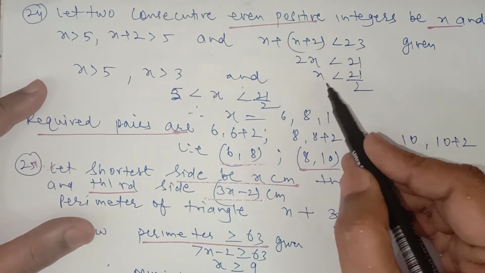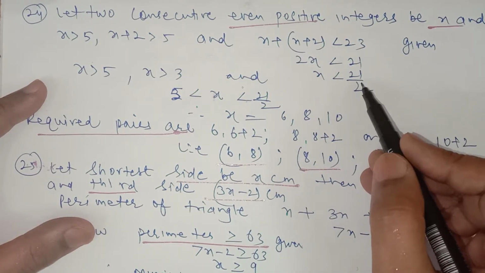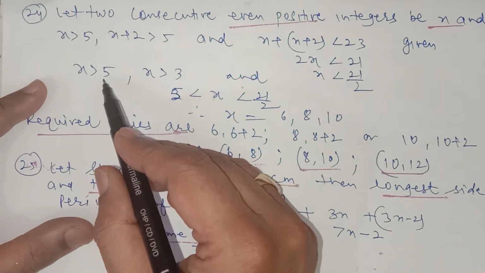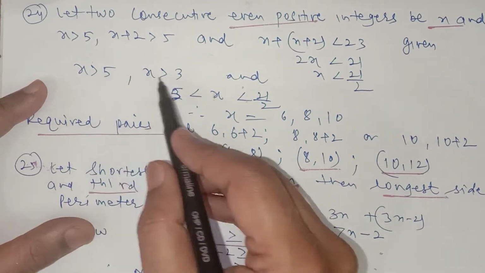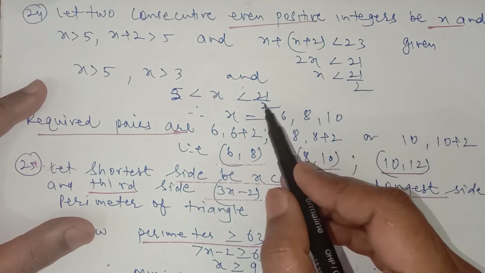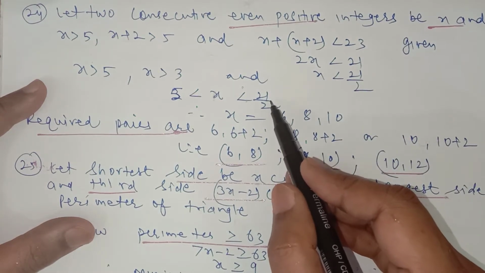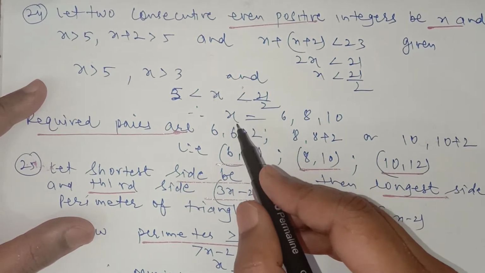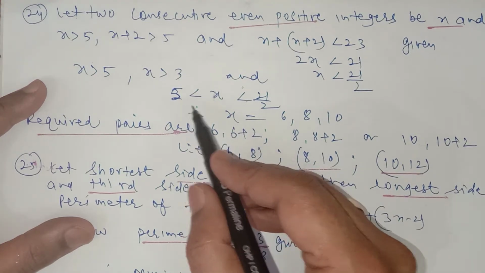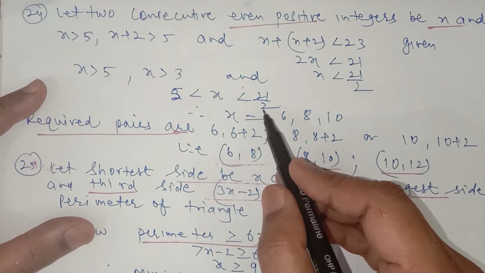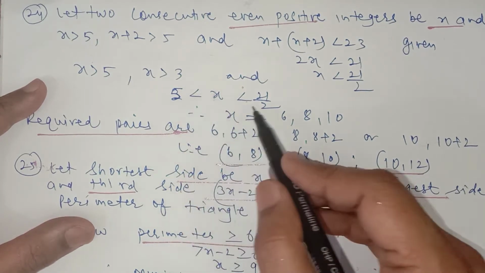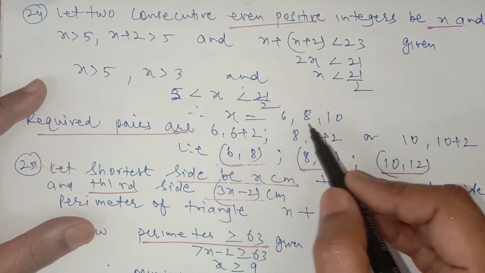2x is less than 21, so x is less than 10.5. So x is greater than 5, x plus 2 greater than 5 means x greater than 3, which means x is greater than 5 and less than 21 upon 2, which is 10.5. So the first even natural number is between 5 and 10.5. So those even positive integers between 5 and 10.5 are 6, 8 and 10.